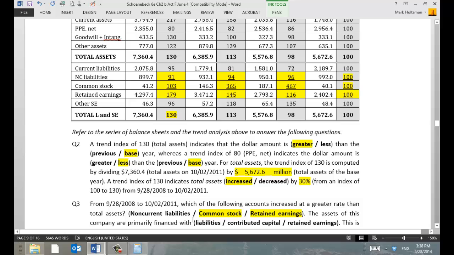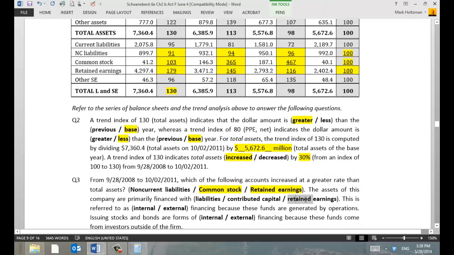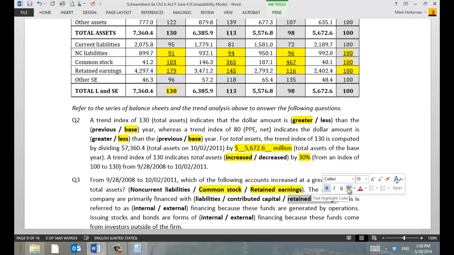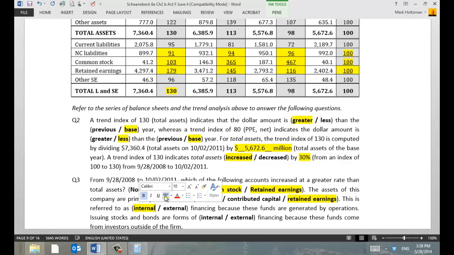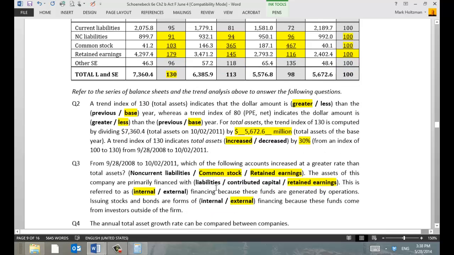So the assets of this company are primarily financed with what? What item on the right side of the balance sheet is the largest? Retained earnings. Because if you look, liabilities is only $2 billion. The big item there is retained earnings. This is referred to as internal or external financing? Internal financing. Issuing stocks and bonds are a form of external financing.